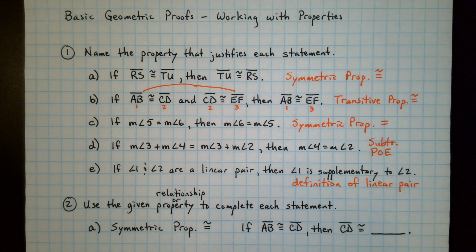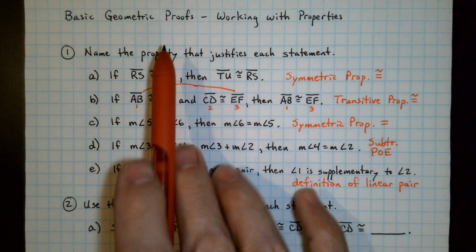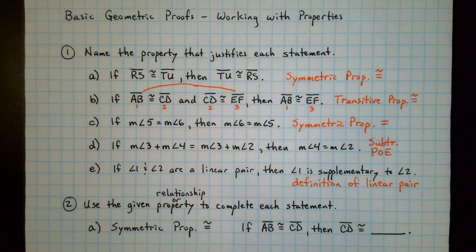Number 2 says use the given relationship or property to complete each statement. So it's the same information, but we're looking at it from a different vantage point. We're given the property and we're completing the statement, whereas up here the statement was completed and we had to name the property. Well, symmetric we know means you can switch the two sides. So segment AB is congruent to segment CD. We switch it around. Segment CD must be congruent to segment AB.